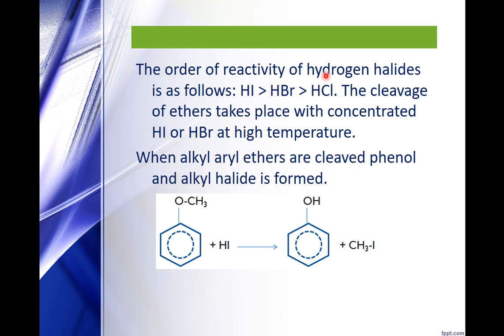The order of reactivity of hydrogen halides is HI most reactive, then HBr and then HCl. Cleavage of ethers takes place with concentrated HI or HBr at high temperature. If we are taking aryl alkyl ethers and the reaction is with hydrogen halide, in that case primary alkyl halide will be formed, means CH3 will go with I and the rest of the group will go with H. So the products will be phenol plus methyl iodide.